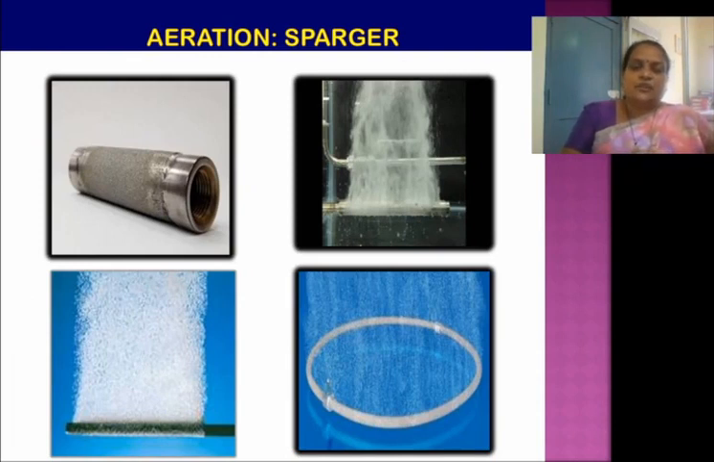These diagrams are showing some spargers. These spargers have small holes, you can see them. Through these small holes, air under pressure is forced. That air rises into the medium in the form of small bubbles that rise through the medium, and the oxygen gets dissolved into the medium.